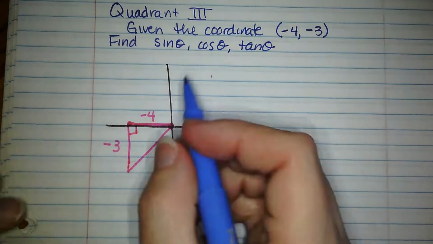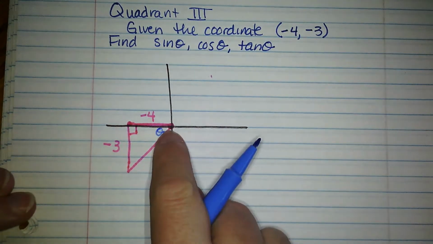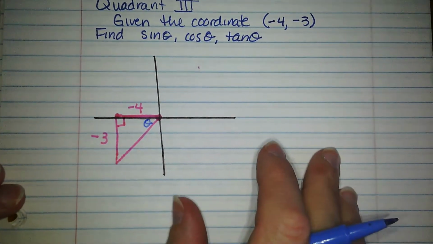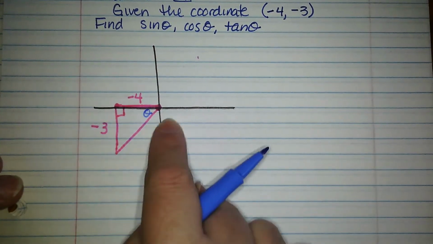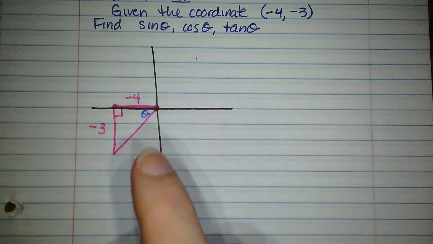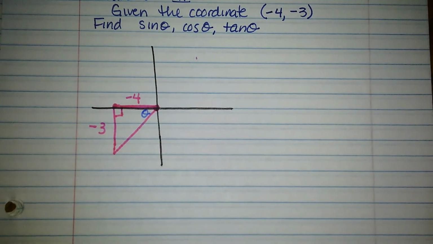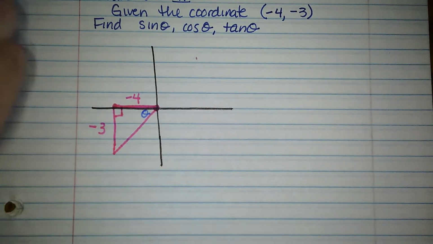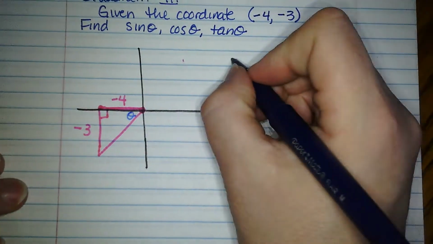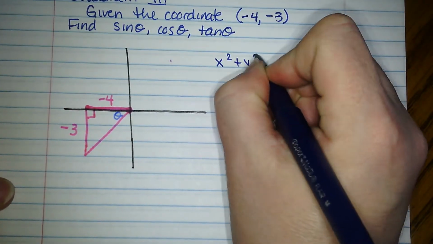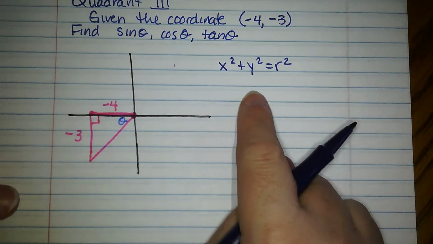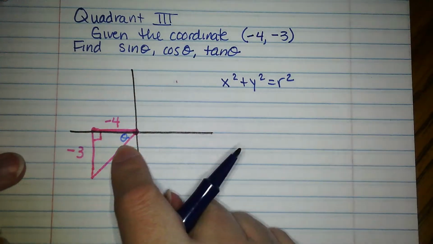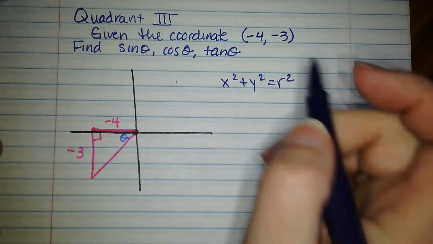Remember that theta is always anchored at the origin. So left 4, down 3, go back to the origin, and here is your unit circle triangle for trig. What we need to do is find the radius. So of course, we're going to use our x squared plus y squared equals r squared formula because that's the equation of a circle. We're trying to find the radius, which is the hypotenuse of our triangle.